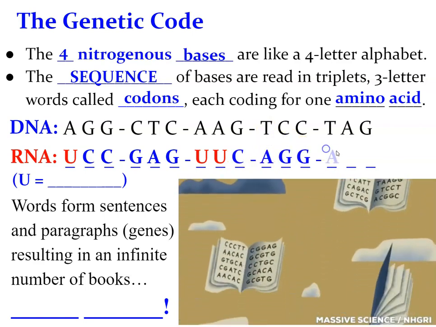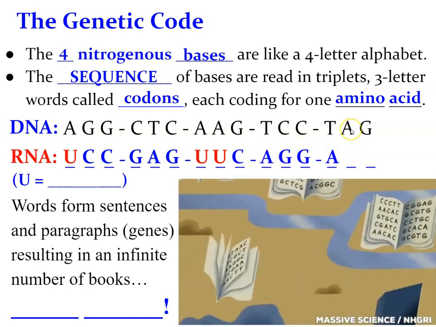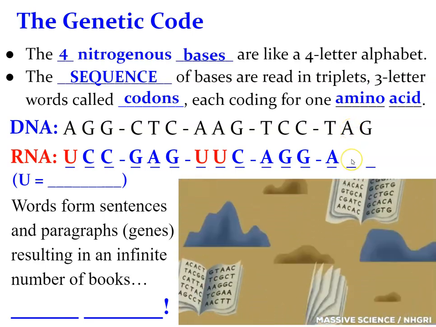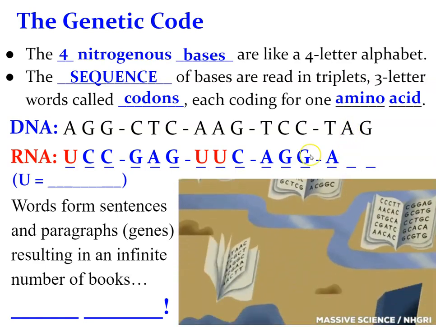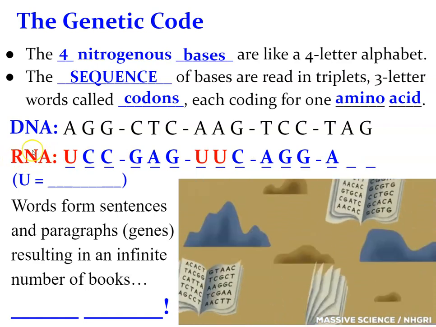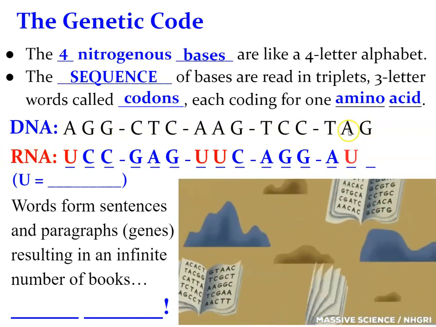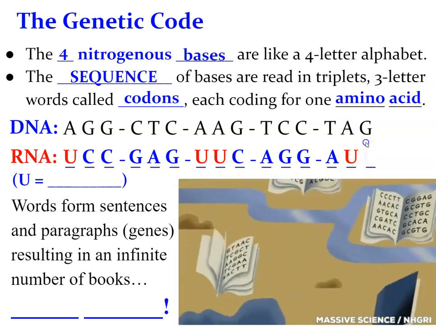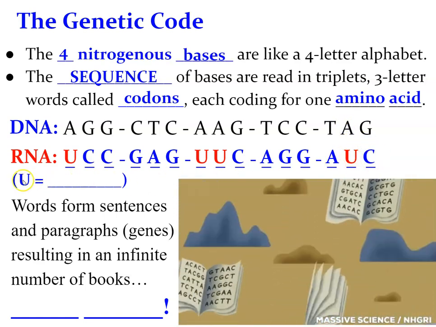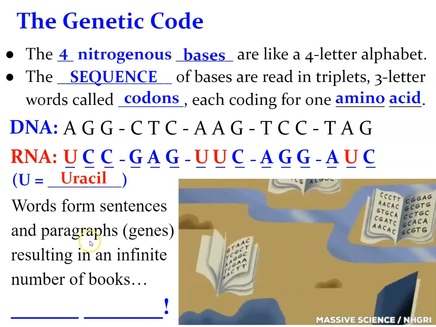So anytime that there is an A, you need to remember that it's not T that matches up with A. If you're transcribing RNA from the DNA sequence, that means that you need to use uracil, U, instead of T. All right? U is for uracil.